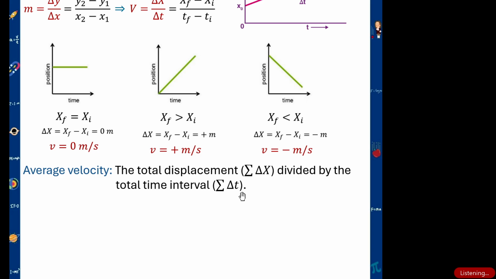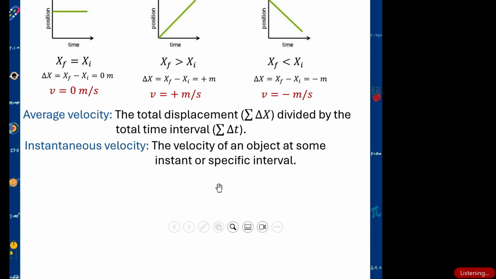So if you are looking to find the average velocity that you took, you will add them, which means you will sum them. This sign represents the summation, the addition of two displacements and the summation of two times. So this is the average, okay?